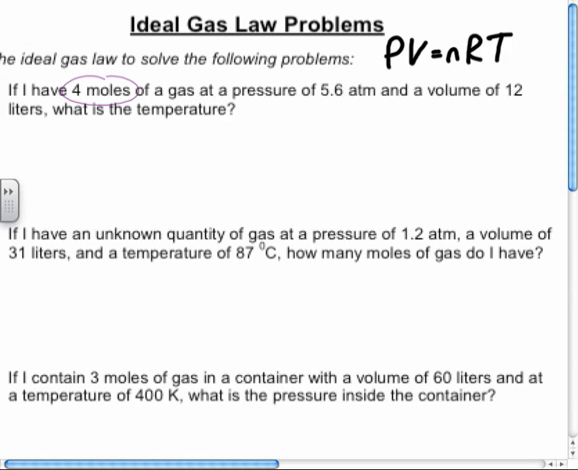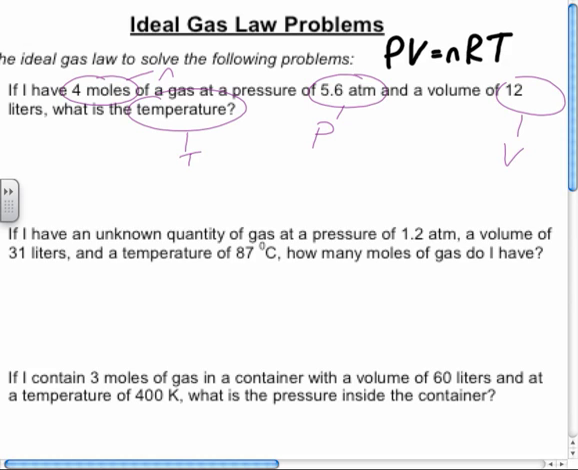This 4 moles, that's going to be what? n. 5.6 atmospheres is P. A volume of 12 liters is V. I'm trying to find temperature, which is T. And they don't have to give me R because I already know what R is, right?